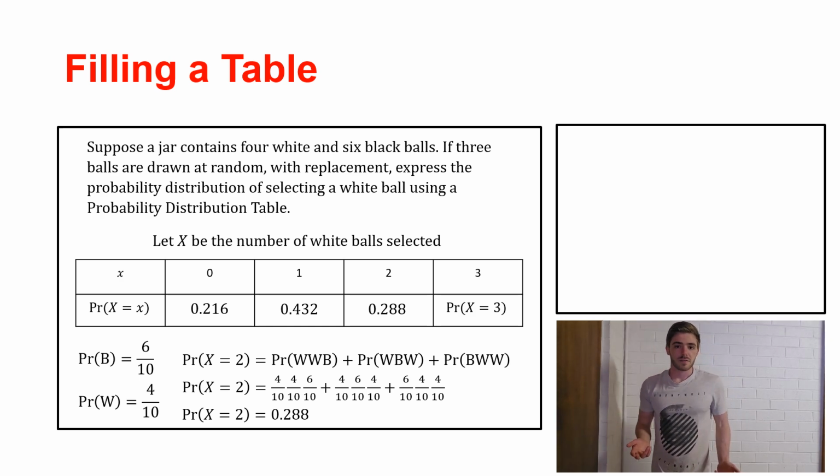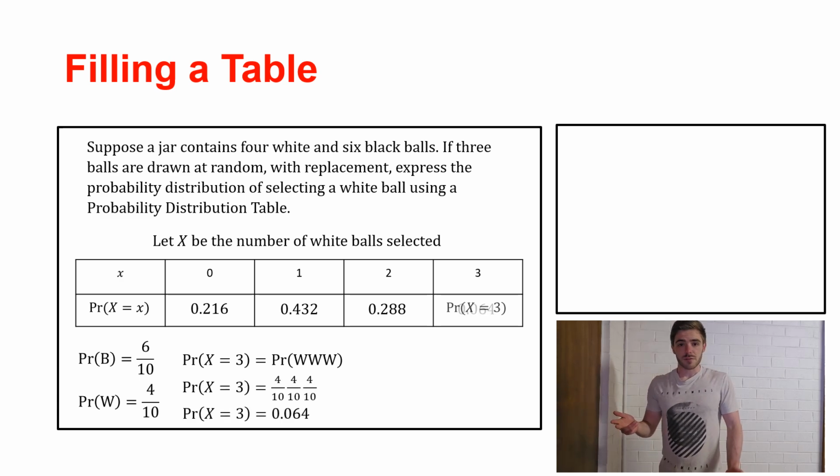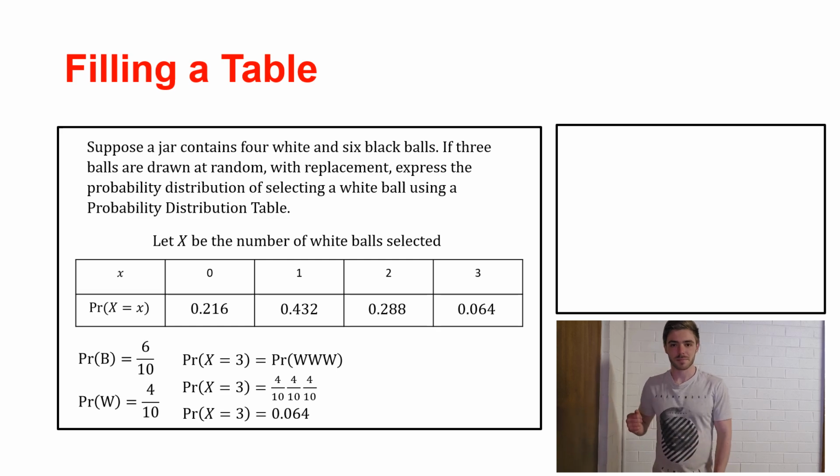And then finally, we have x equals 3, which is just all white balls. So 4 out of 10 by 4 out of 10 by 4 out of 10. And as a final check, if you like, you can add all those probabilities up in the table just to make sure that they still add up to 1. This will make sure you haven't made any minor mistakes as you're filling these out.